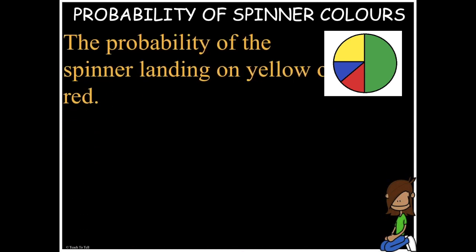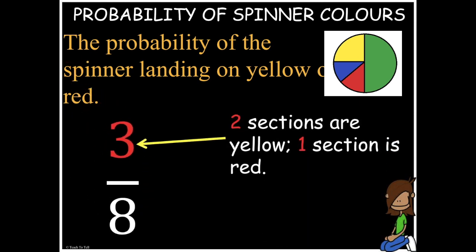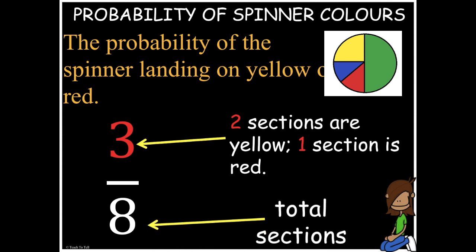The probability of the spinner landing on yellow or red. So yellow has 2 sections, red has 1, so 2 plus 1 is 3. So our favorable outcome is 3 out of 8.